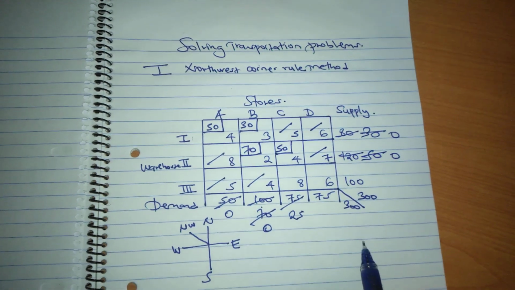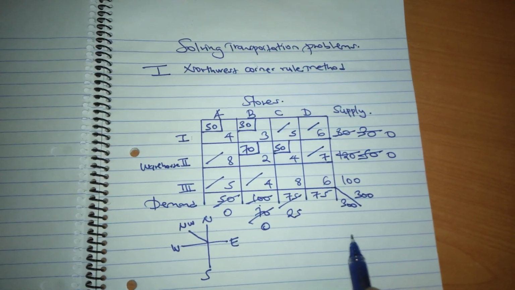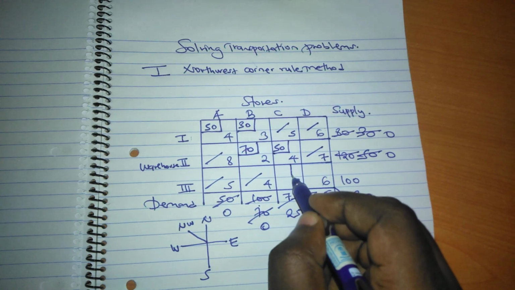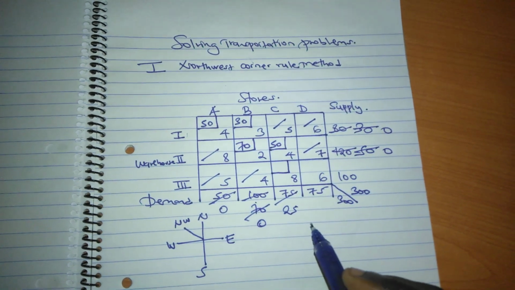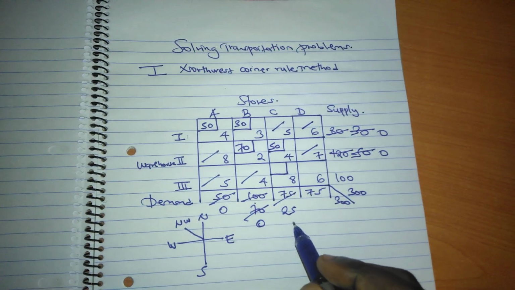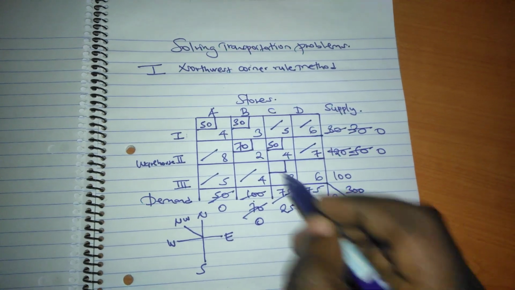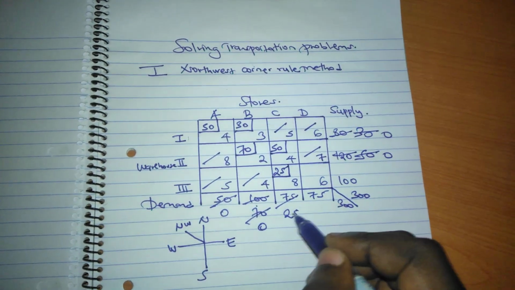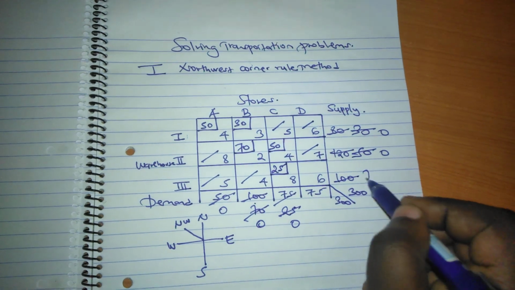Now we are remaining with 2 boxes. So our northwest will be that section. How much can you allocate? There's a 25 and 100. We can allocate 25. Over here, 0, and this will be 75.